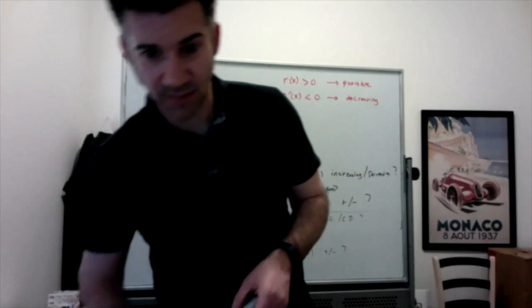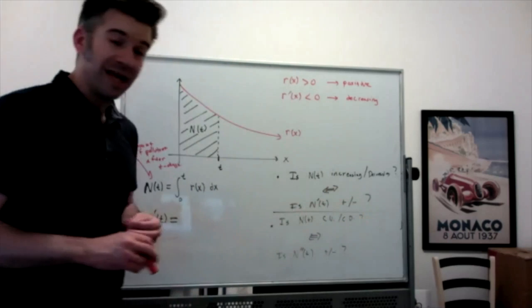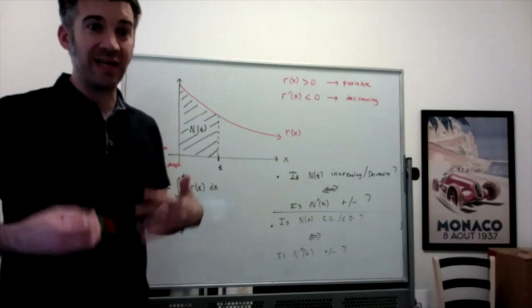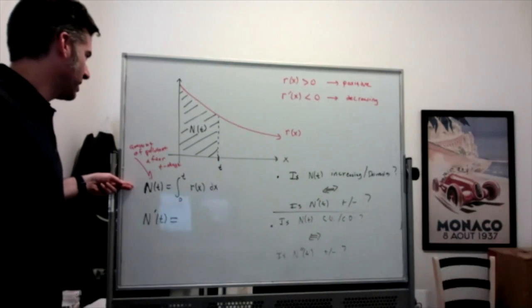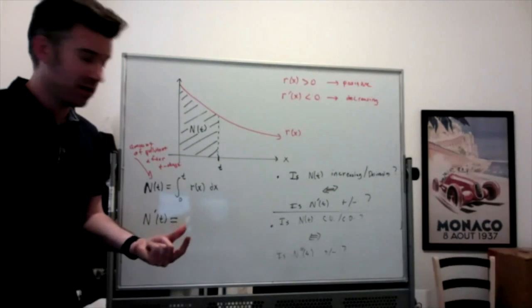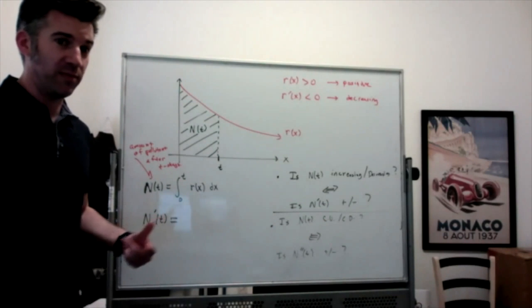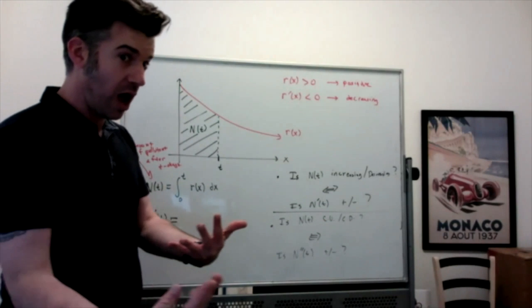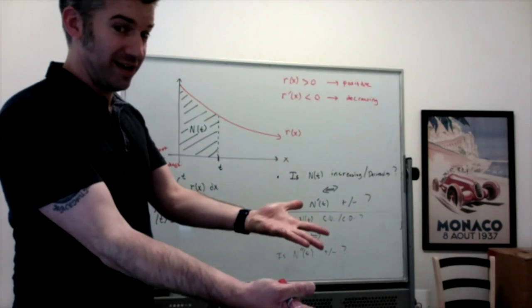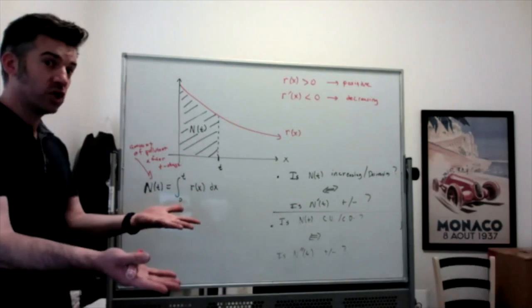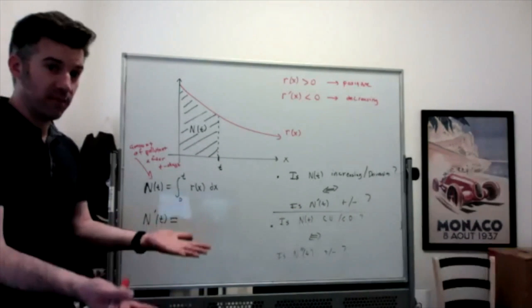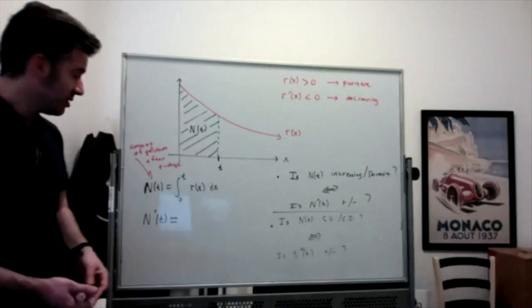The rate of change. Yeah, it's the rate of change. Exactly. The derivative of a function is the rate of change of that function. So if N of T represents the amount of pollutant, then the derivative of N of T represents the rate of change of the amount of pollutant.